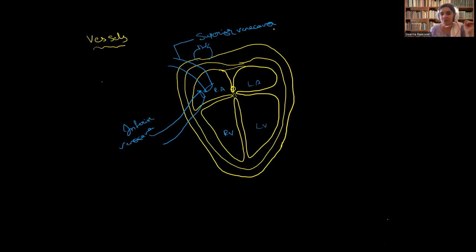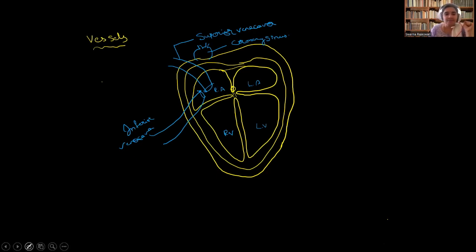Understood up to here? There is superior vena cava carrying the deoxygenated blood from the upper part of our body to the right auricle, and inferior vena cava which is carrying the deoxygenated blood from the lower parts of our body and dropping inside the right auricle, and this is coronary sinus, which carries the deoxygenated blood from the surrounding tissues and drops inside the right auricle.